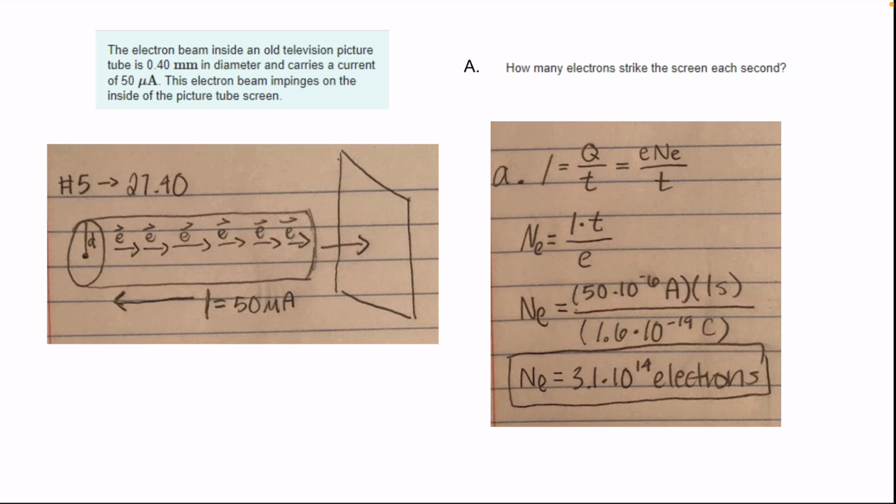So rearranging for the number of electrons and plugging in our given numbers, notably always making sure to convert our units to the correct value, we get a value of 3.1 times 10 to the 14th electrons for part A.